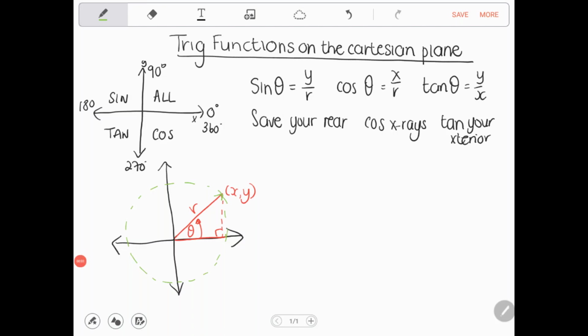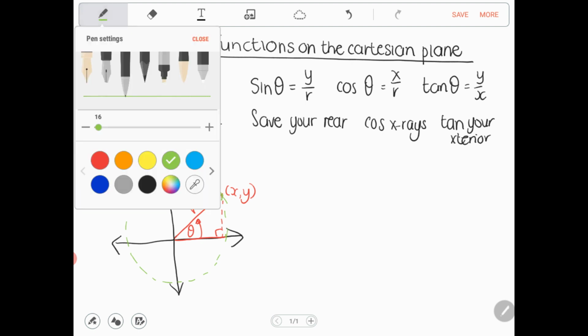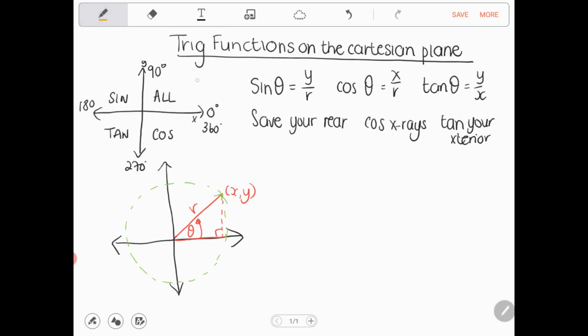So yesterday, or in the last lesson, we looked at trig on the Cartesian plane and where a terminal arm of an angle would finish if we were working on a Cartesian plane. And I've just written your CAST diagram here again. Remember, this diagram shows me where the angles are positive.